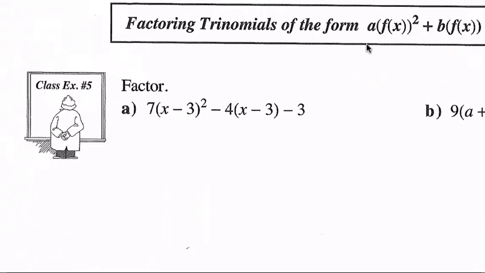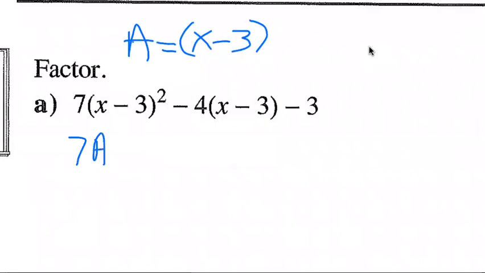Oh, I actually don't have these done on my page. Okay, so here we go. So 7 times x minus 3 squared minus 4 times x minus 3 minus 3. So you can see that these x minus 3s here, okay, they're the same. So really, I could do a let statement saying, well, let's make big capital A equal to x minus 3, which means I could change this to 7a squared minus 4a minus 3.